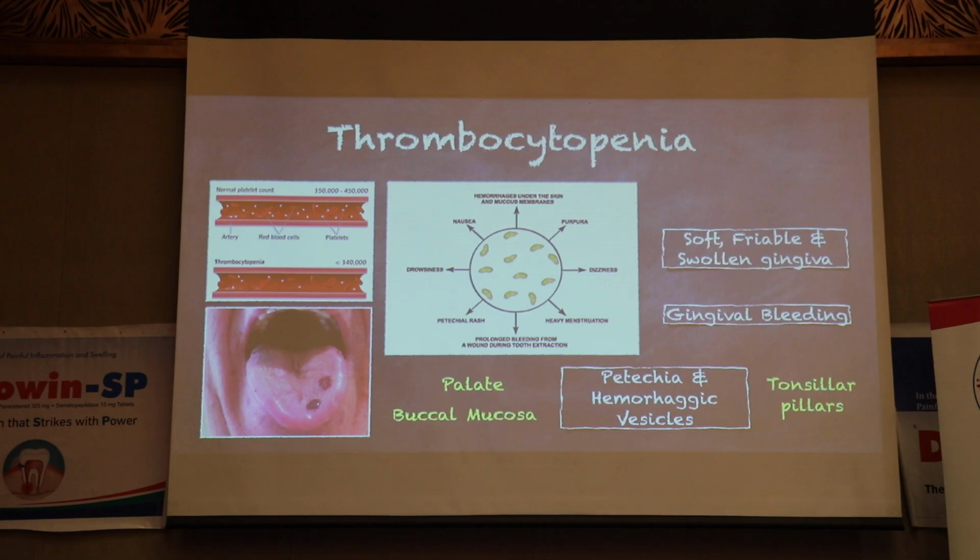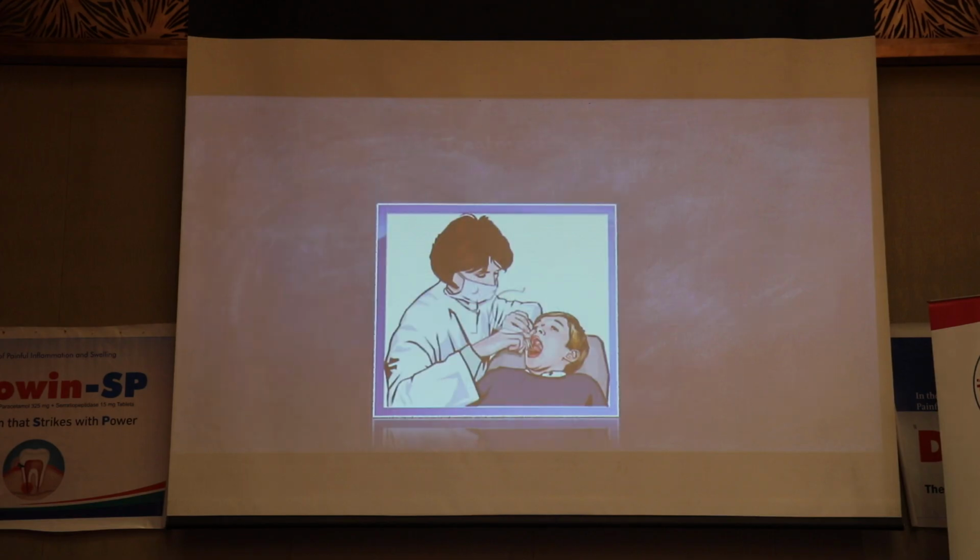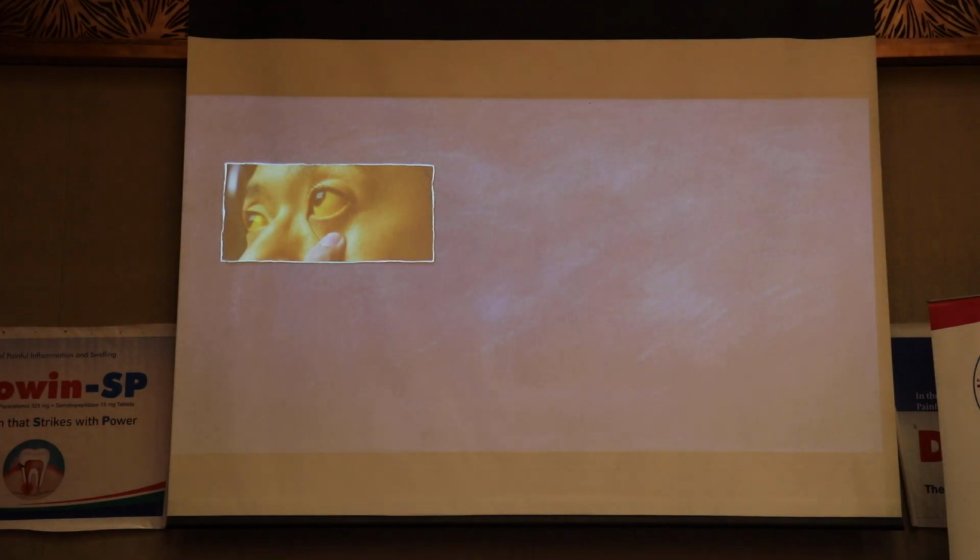So what we need to understand here is that when we are examining the patient orally and we see petechiae and hemorrhagic vesicles in the palate, the buccal mucosa or the tonsillar pillar, we need to directly connect it with thrombocytopenia before doing any dental procedures. So how are we going to treat these patients? Neutropenia, agranulocytosis or anemia: these are the conditions we need to keep in mind before treating hemorrhagic disorders.